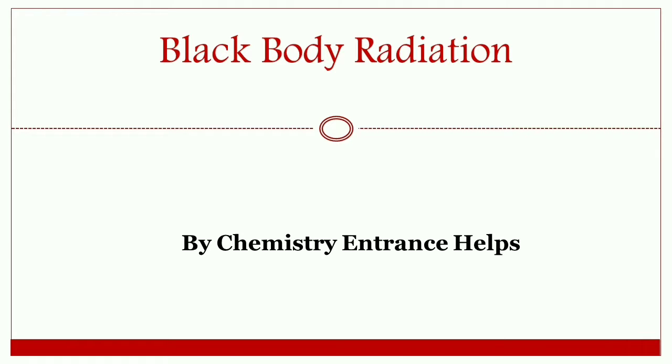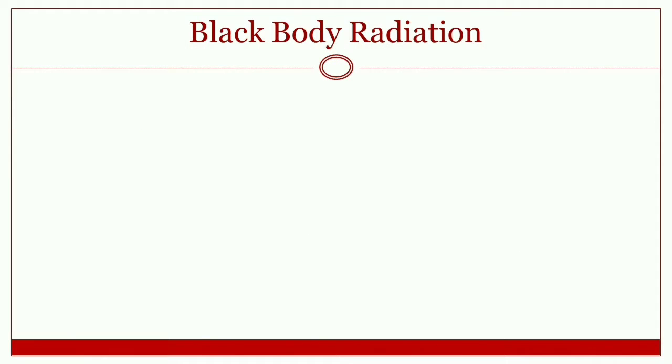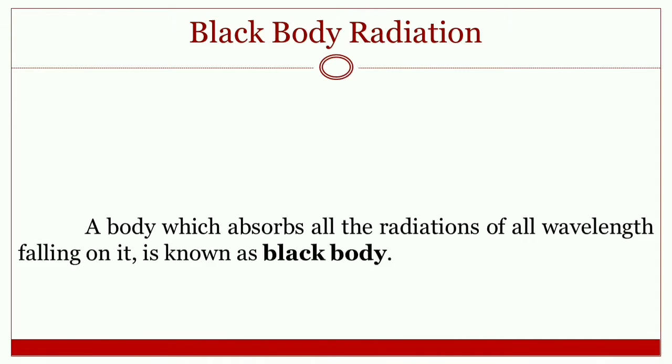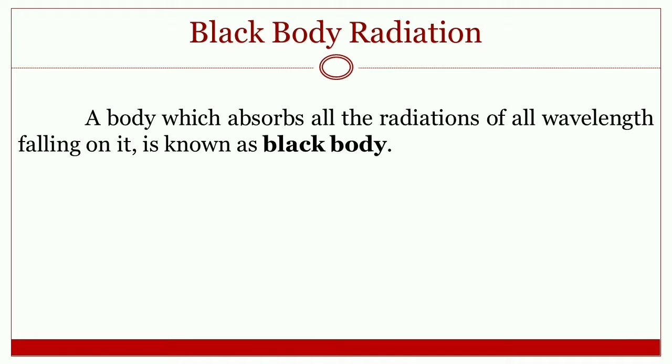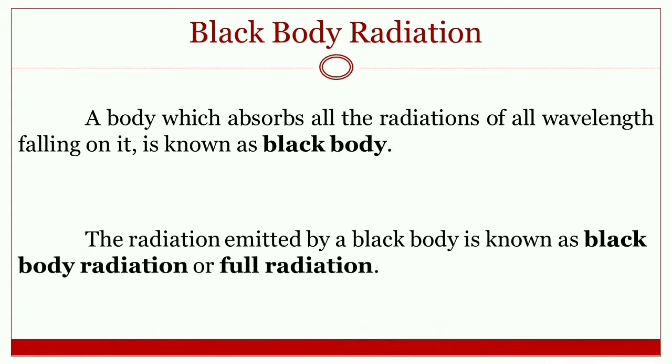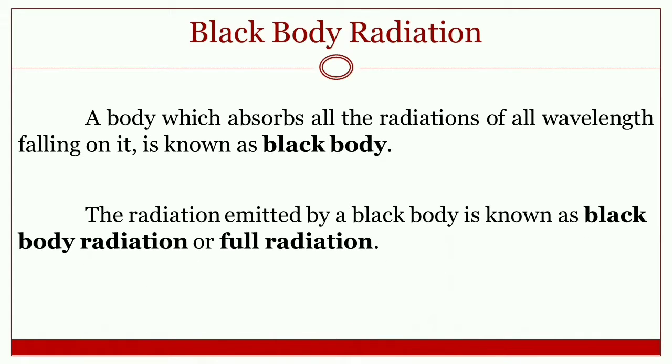Today our topic is blackbody radiation. Now, to study blackbody radiation, we must know what a blackbody is. So a blackbody is a body which absorbs any radiation that falls on it. And the radiation which is emitted by a blackbody is known as blackbody radiation. It's also called full radiation because a blackbody absorbs all radiation and emits everything.